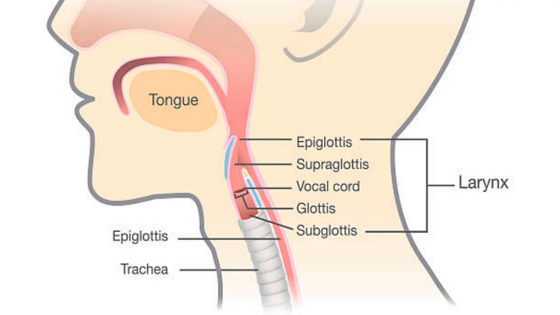Epiglottis, a leaf-like cartilage that closes the glottis during swallowing. Larynx, also called voice box or Adam's apple. Vocal cords, two pairs, outer false and inner true. Air passing through vibrates true cords to produce sound.